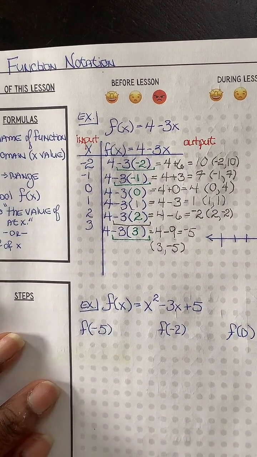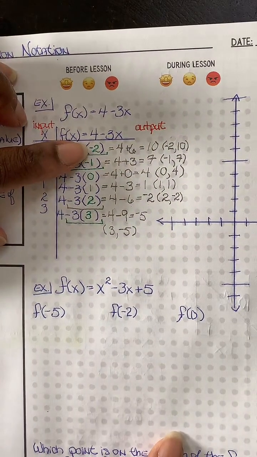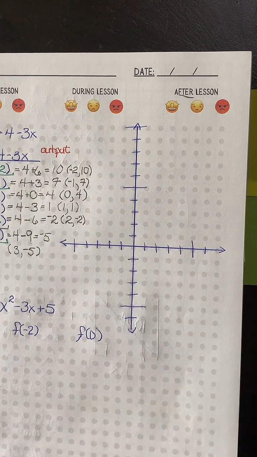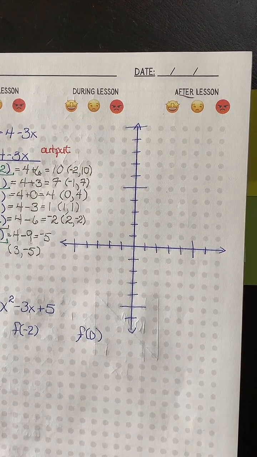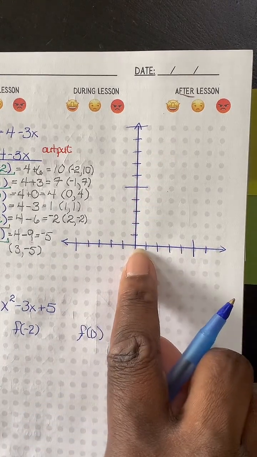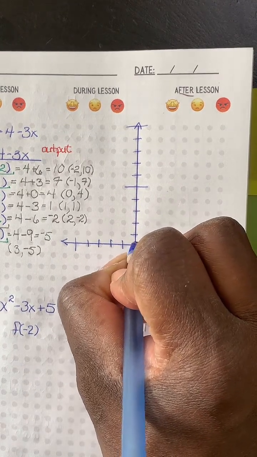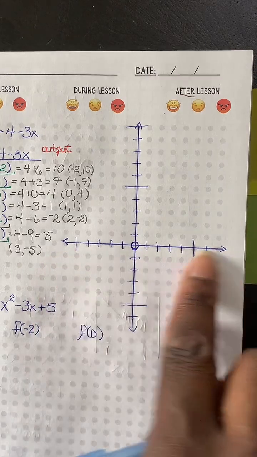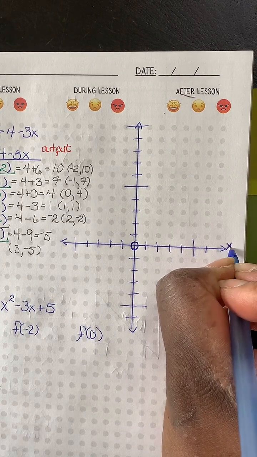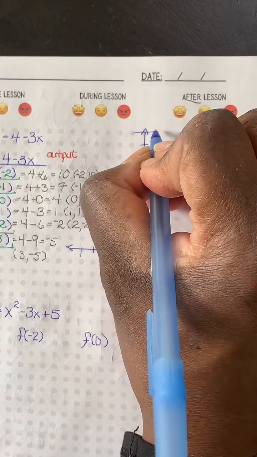So now, let's see if we can plot these points. So here, I have a graph. So if we think about it, a graph is basically 2 number lines intersecting at a common point, which is 0. Okay, so from east to west, that's your x-axis. Okay? North to south, that's your y-axis.